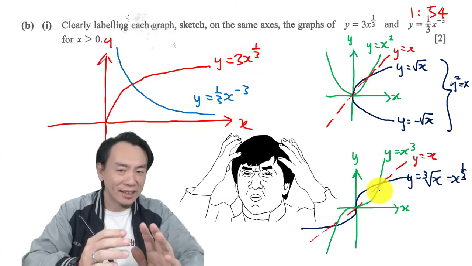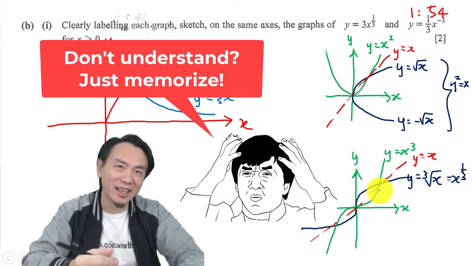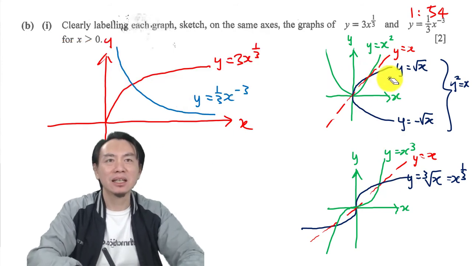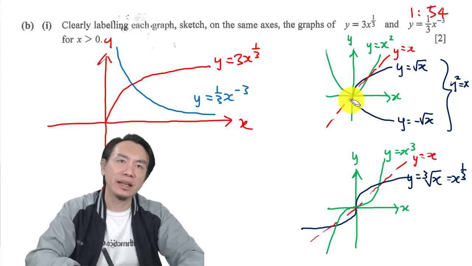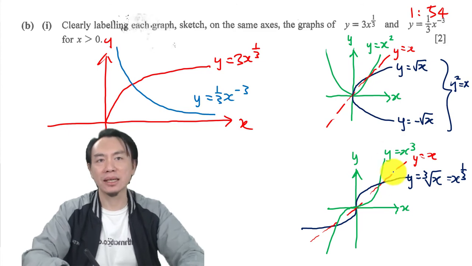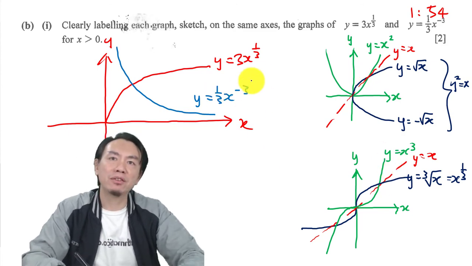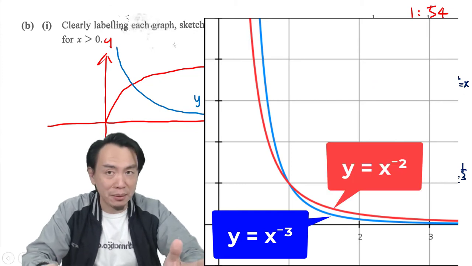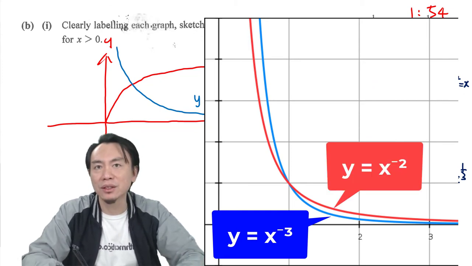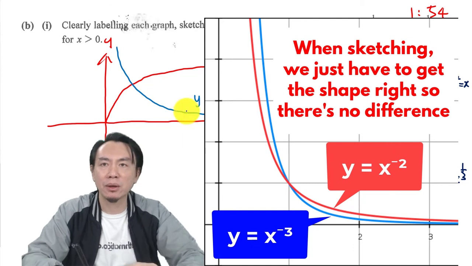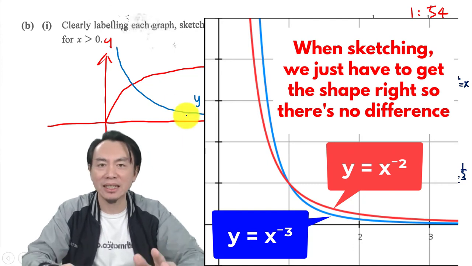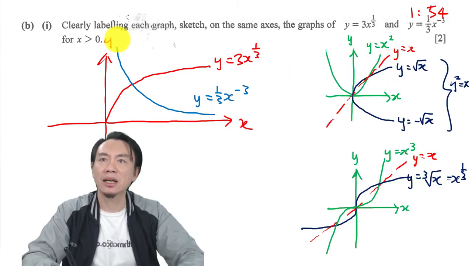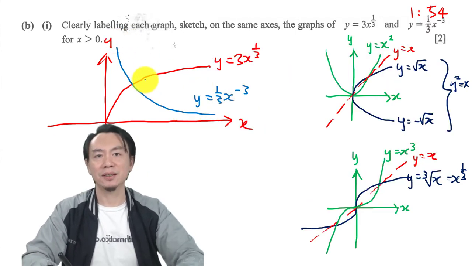So if you don't understand anything I say, it's fine, just memorize the square root graph and the cube root graph. You see this part here, to the right of the x-axis, the top part here, looks the same. Now, at the same time, the x to the power of negative 3 graph is actually the same shape as the x to the power of negative 2 graph. 1 over x cubed, 1 over x squared, it's not exactly the same, but the shape looks the same. So when you sketch, there's no difference. And so we have these two graphs over here.